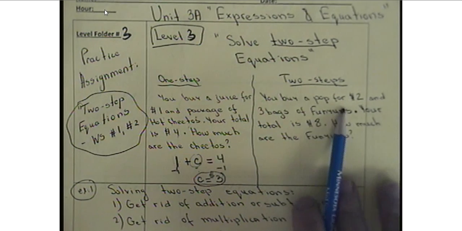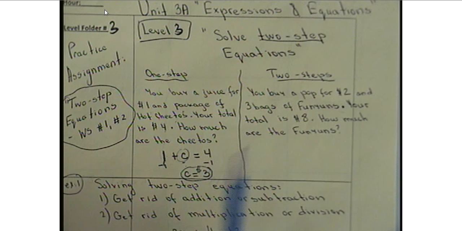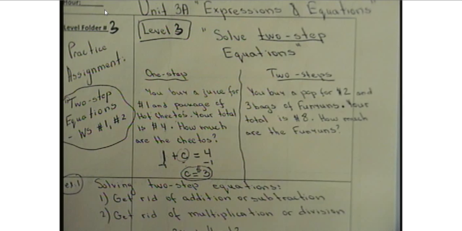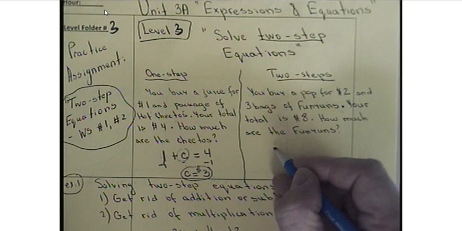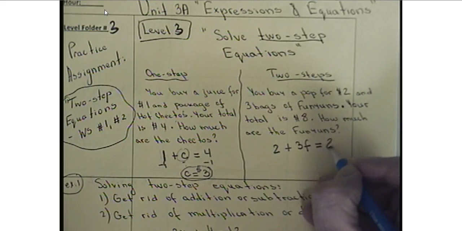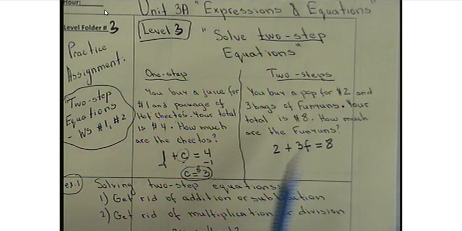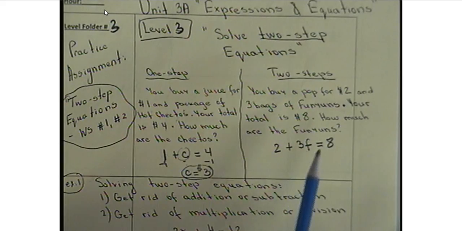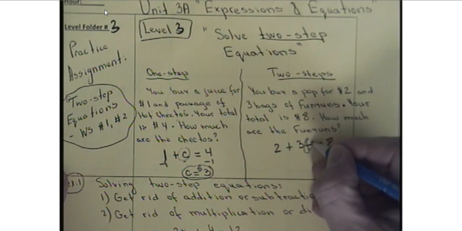Two-step equations, on the other hand, is this. You buy a pop for $2 and 3 bags of Funyuns. So we have 2 plus 3f and your total is 8. So $2 again is given for us, but also we know that we have 3 bags, so you can put 3b or 3f here for Funyuns, equals total of 8. The question is, how much are the Funyuns? Well, look at this now. My equation will take 2 steps. And why is it 2 steps? In order to calculate for f.